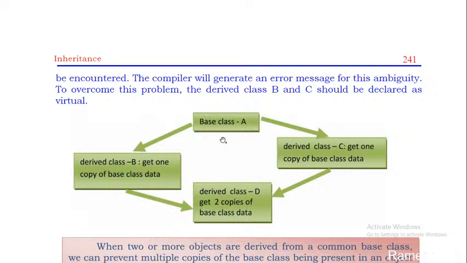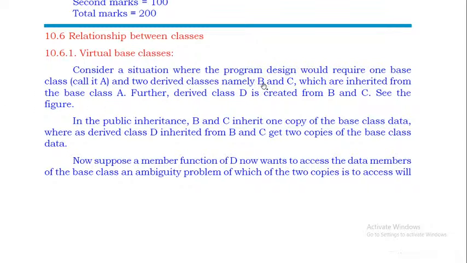So all of you know the meaning of base class and derived class. A class which is derived from the base class is called a derived class. A class which is inherited by another class is called the base class. So in the program design we have taken one base class and two derived classes.